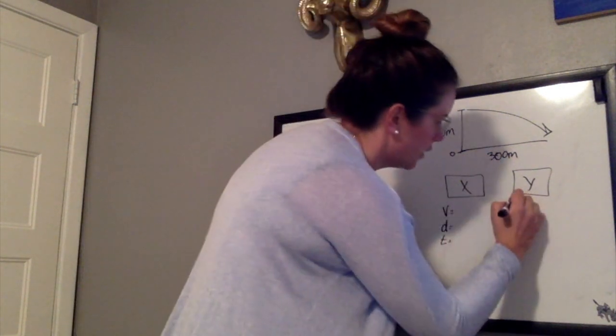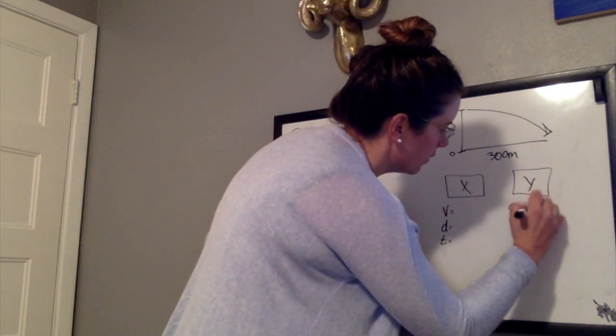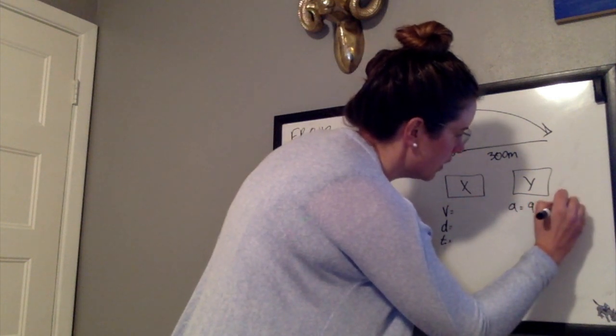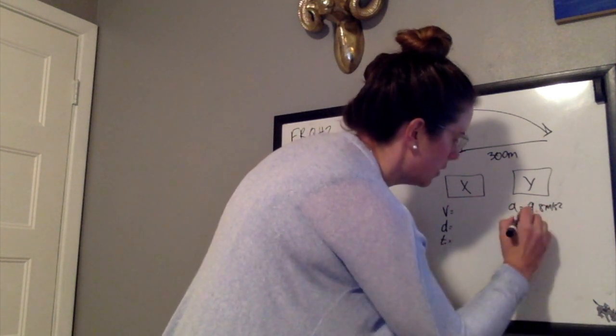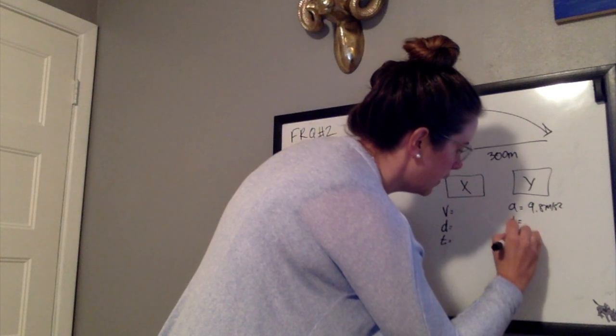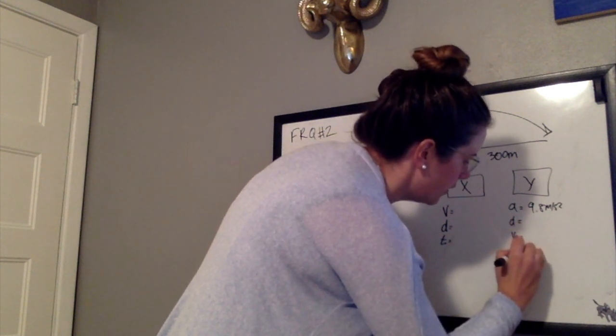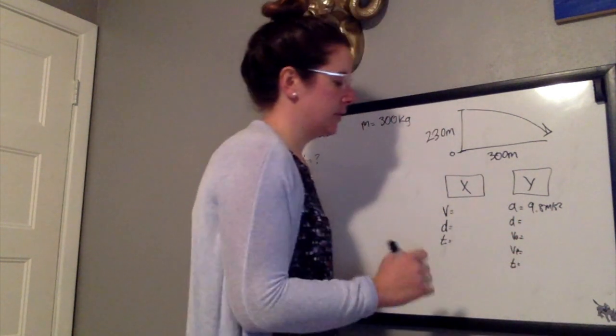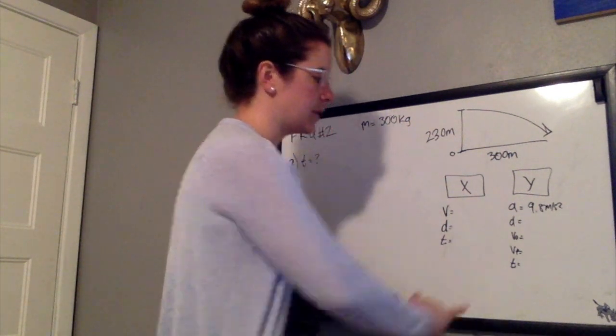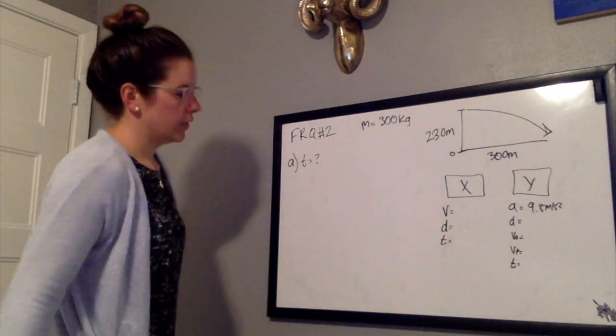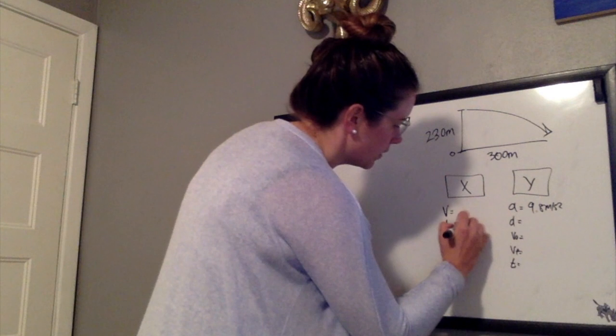In the Y direction, though, you have acceleration due to gravity, which is 9.8 meters per second squared. Distance, velocity initial, velocity final, and time as well. So time here and time here, these are both the same time. That's what we're going to solve for here. Let's put in a few more numbers that we know.